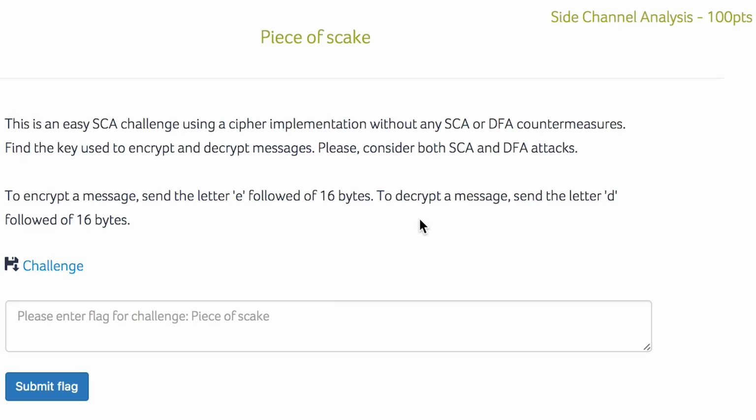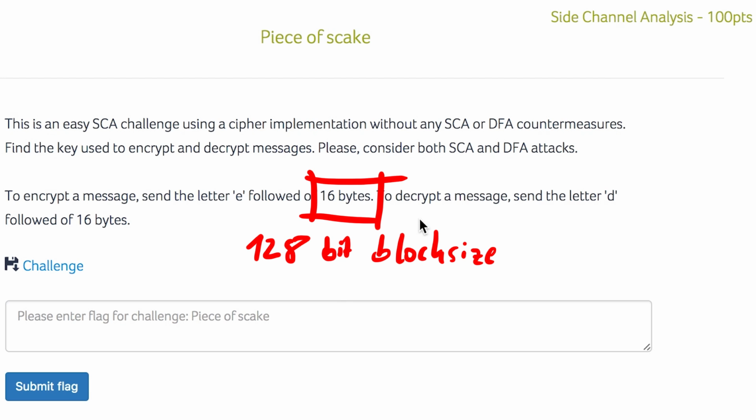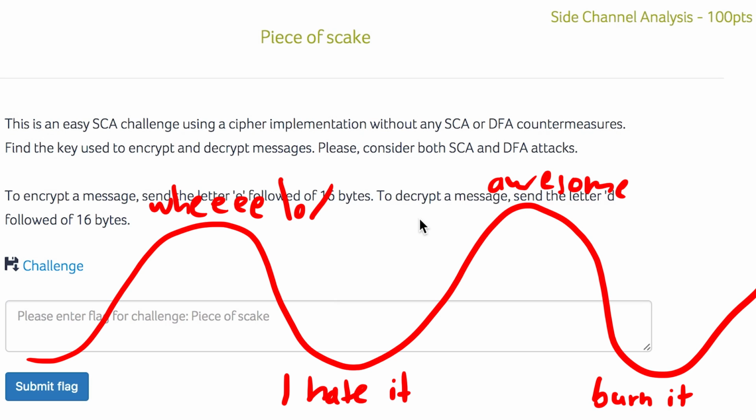Also makes sense with the 16 bytes of data to encrypt or decrypt. That's the AES block size. A roller coaster of emotions, happiness of learning something new, followed by pure rage and frustration. This describes the whole challenge.